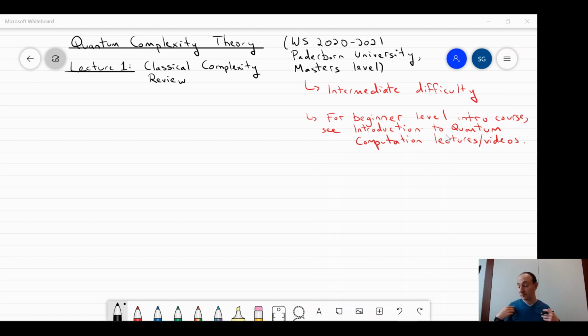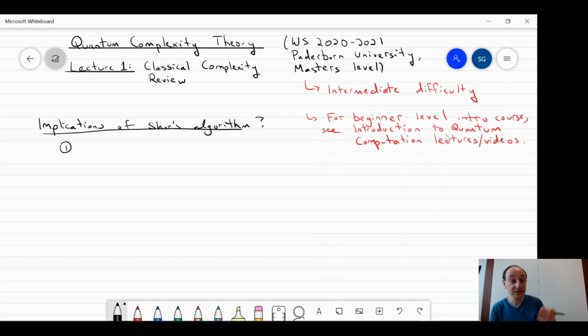And now, from the perspective of complexity theory, this is already starting to tell us about the interplay between nature and computing, right? Because now we're kind of left with three, what are the implications of Shor's algorithm, right? So maybe I'll write a little bit here. What are the implications of Shor's algorithm? Right, so there are at least three possibilities.